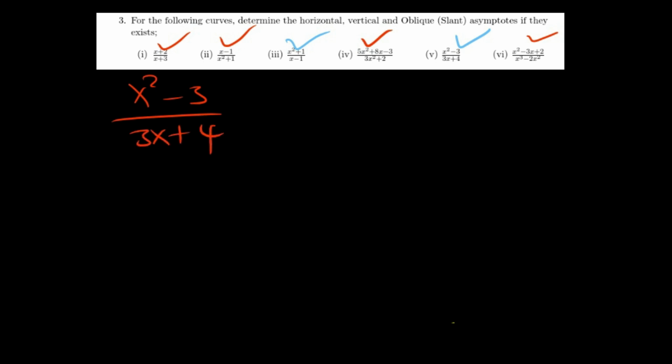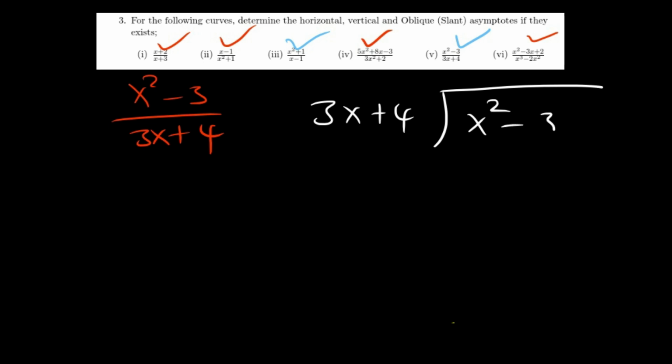Feel free to pause the video and try this one out. How are we going to divide it? So we apply the same concepts. Okay, you divide. So we have 3x plus 4, and then we're dividing into x squared minus 3. So you can see here we've got an issue dividing 3x into x squared already. Let's try to apply synthetic division.